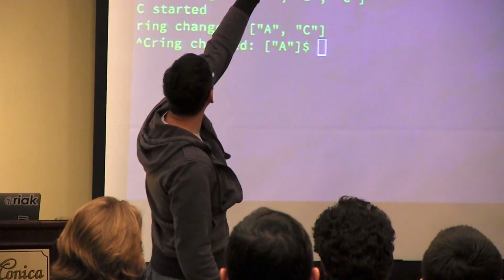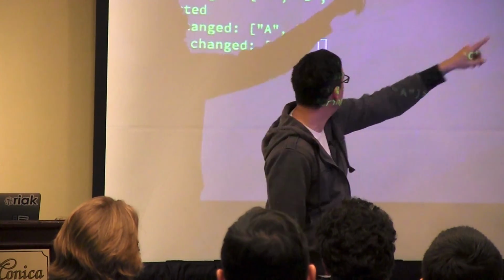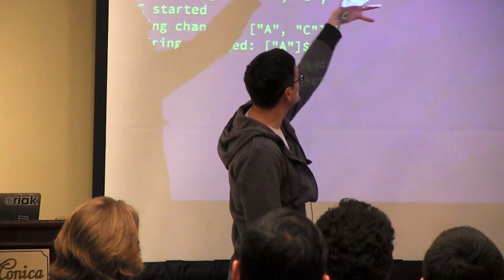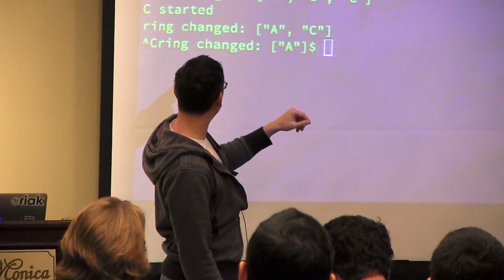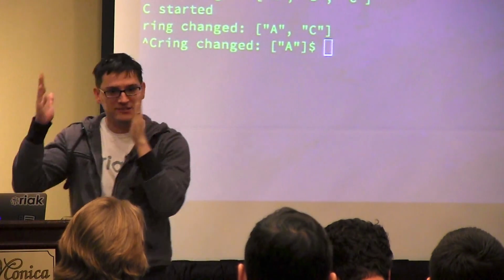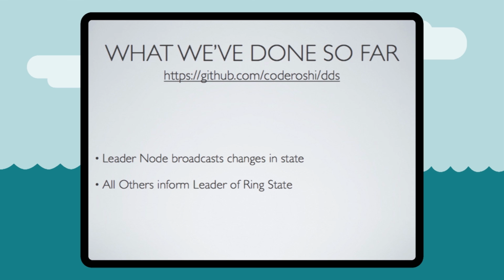But what's interesting here is, as you see, it got the message that the ring changed as we added B and as we added C, and they were all informed of the rings changing. And then finally, I shut down the rings, and it did them in reverse. I took down B, then I took down C. So, awesome, perfect. Leader node broadcasts changes in state. All the nodes inform the leader of state.